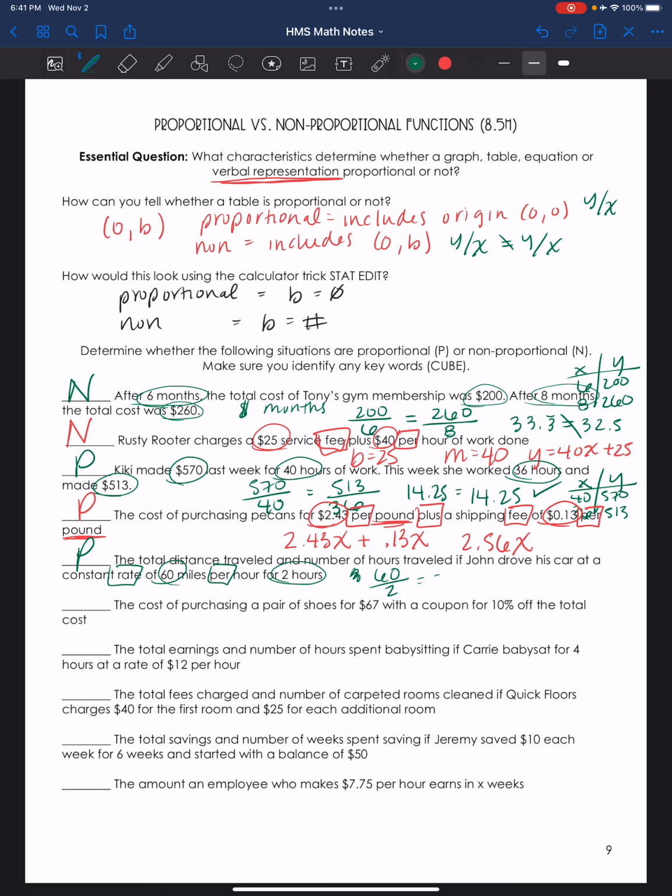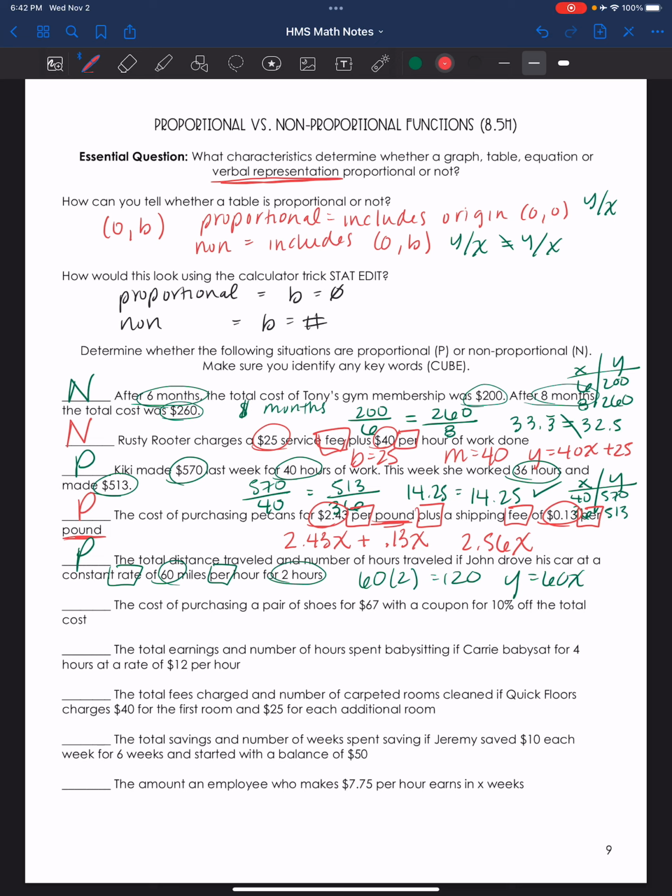So my constant, see, I'm already getting ahead of myself. 60 divided by 2 equals, nope, that's a lie. It'd be 60 times 2 because he's doing 60 miles an hour per hour. He's driven 120 miles. It's y equals 60x. That's your equation. I feel like that one was a little too easy.